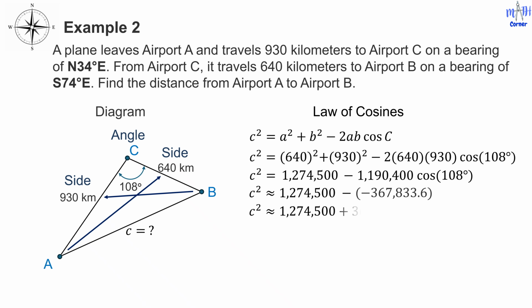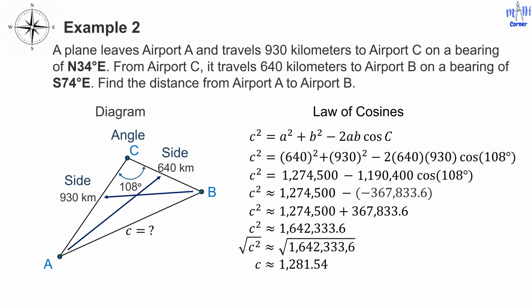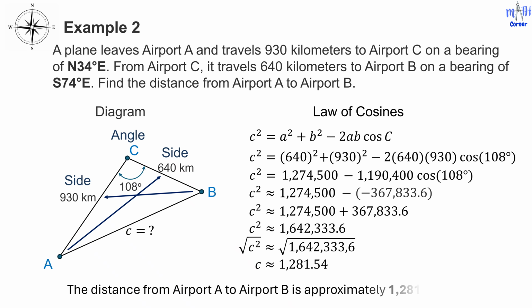So C squared is approximately equal to 1,274,500 plus 367,833.6. C squared is approximately equal to 1,642,333.6. Now take the square root of both sides. C is approximately 1,281.54. Therefore, the distance from airport A to airport B is approximately 1,281.54 kilometers.